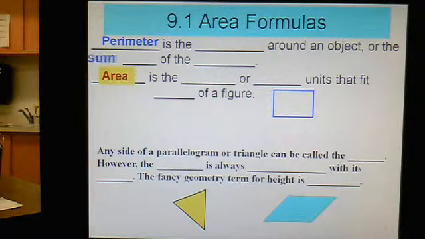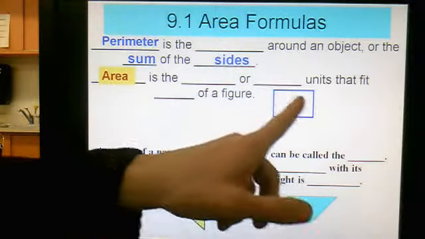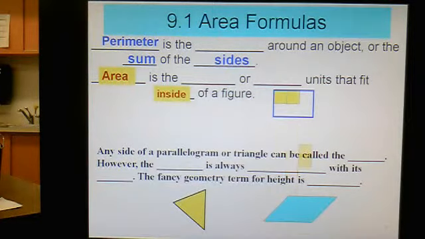So perimeter is the distance around an object, or the length around an object. You can call it either one. If you're trying to calculate it, you find it by adding up all the sides, or finding the sum of the sides. I don't care whether you call it distance or length around an object, either one would work, as opposed to area, which is the stuff inside or the space inside a figure.